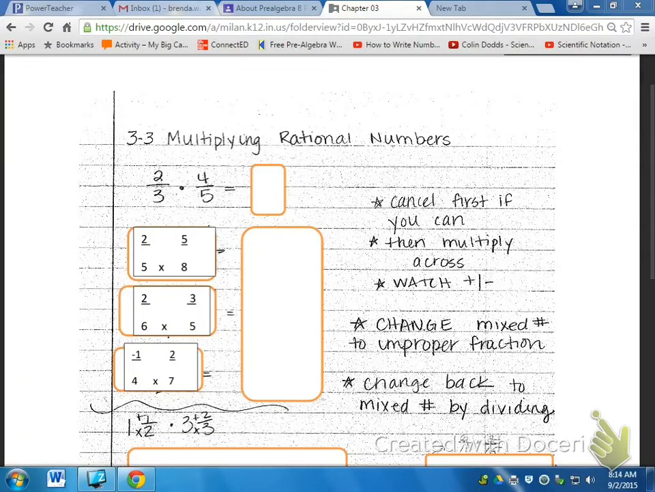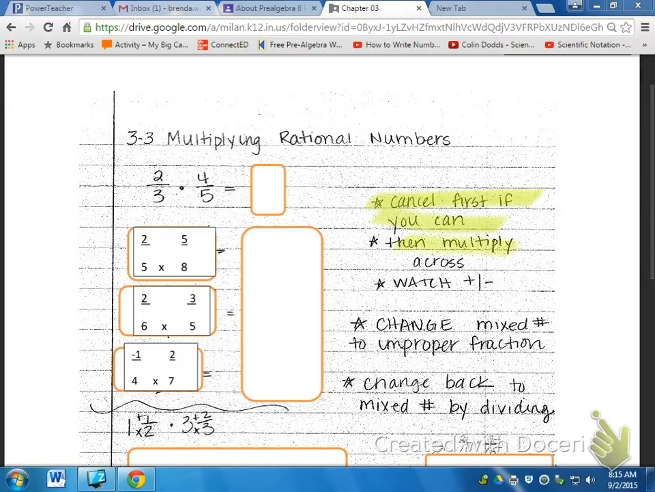So we are multiplying and dividing rational numbers today. When you are multiplying rational numbers, you really need them in terms of a fraction. So if you are given a mixed number, you have to make it a fraction. As you are multiplying, the first thing you should look for to make things easier is to see if you can cancel anything out. If you can, you should definitely cancel anything from the top with anything from the bottom.